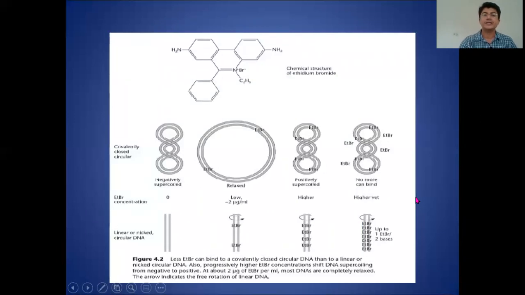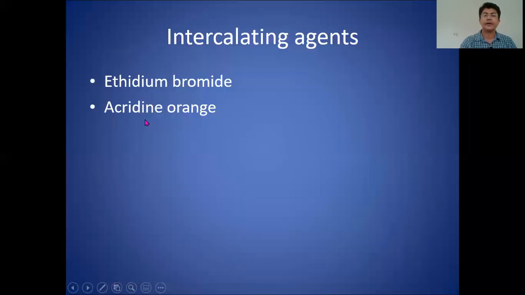The intercalating agents such as ethidium bromide can either introduce or remove the supercoils. So for example, over here negatively supercoiled DNA is shown. If it is mixed with ethidium bromide at some concentration, it will result in relaxation of the supercoiled DNA, and further increase in the ethidium bromide can result in addition of the supercoils. So this ethidium bromide gets intercalated between the adjacent base pairs. Similar to ethidium bromide is acridine orange. Acridine orange is also an intercalating agent.